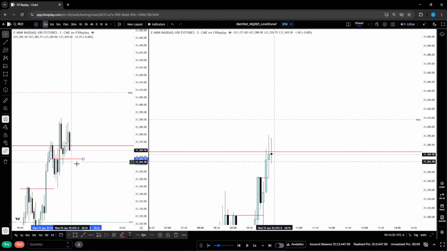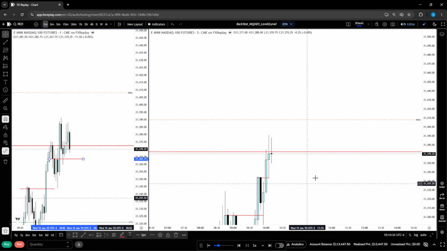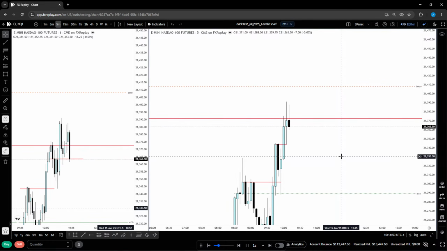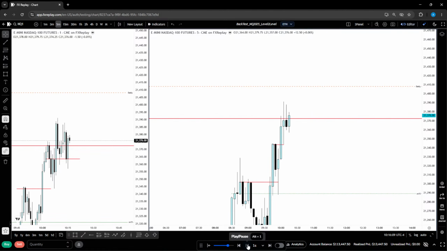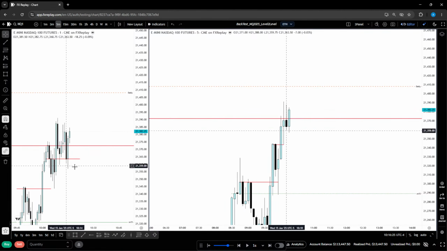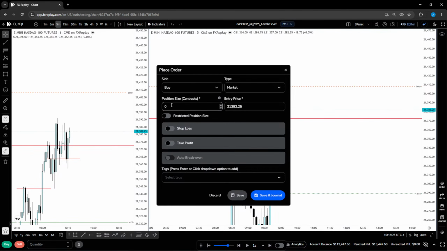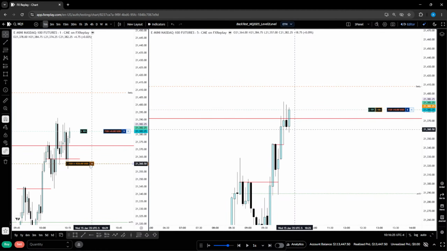Maybe we're just coming back down to test this. A 5 minute candle closes above. Can't get back in. Yeah, that was a level that we wanted to test. I can get back in. Yeah, still can go back down, but hopefully not.